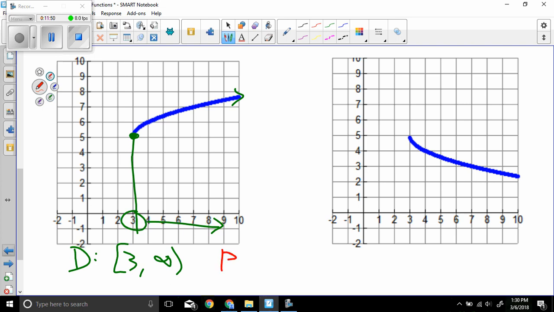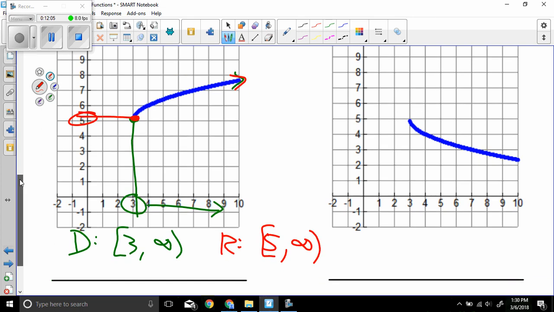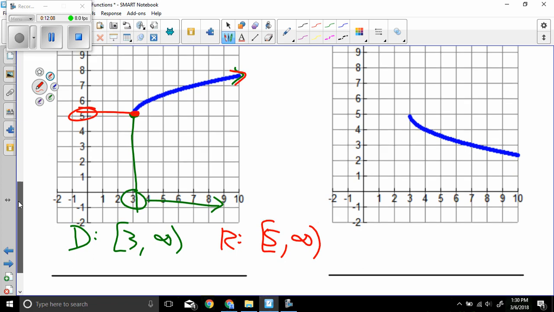Okay, what's the range? Well, the range, where does it start in the y? Well, the y, this is the point, it comes over here, it starts at 5. Okay, it starts at 5. This means that it goes up right over here. So it goes up forever, that's infinity. Don't include the infinity, include the 5. Feel free to do the one on the right. Okay, I'm not going to do that one now.